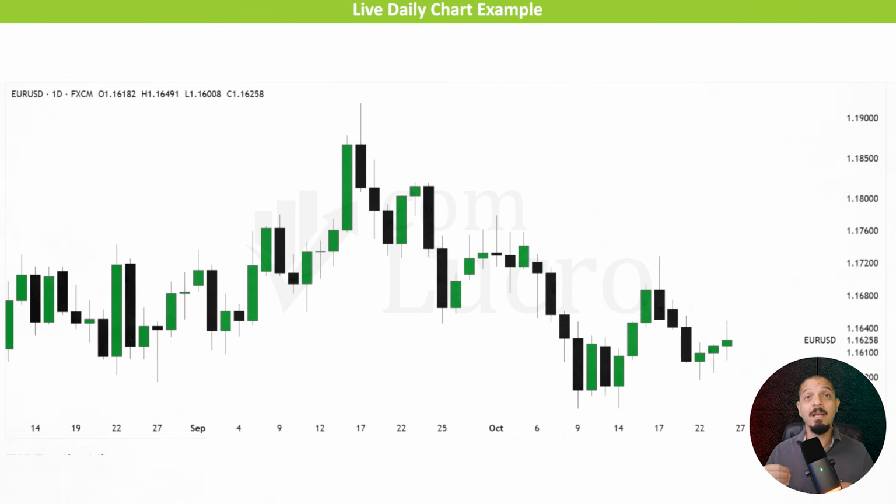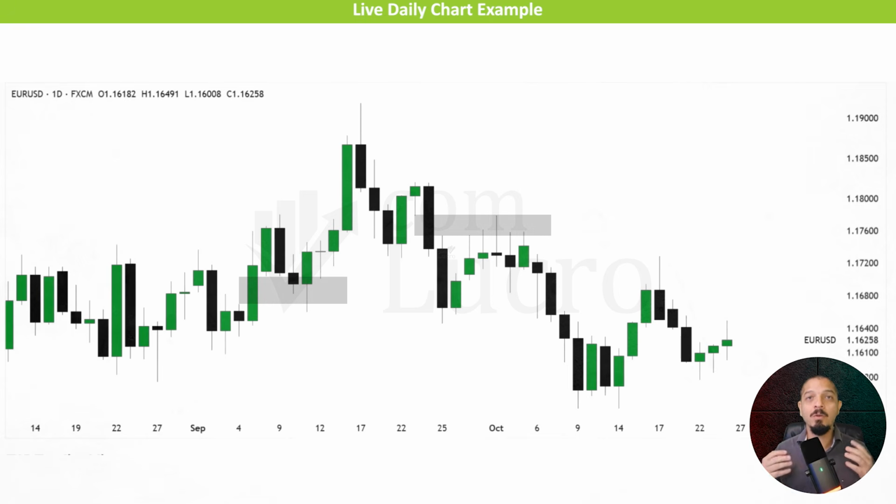Now let us look at a live example so everything becomes more practical. Here you can see the current Euro to US dollar daily chart, and I can clearly identify two areas where price aligned both internal range liquidity to external range liquidity and candle science at the same time.